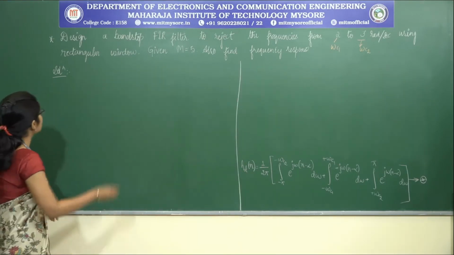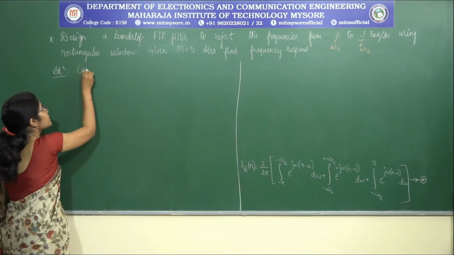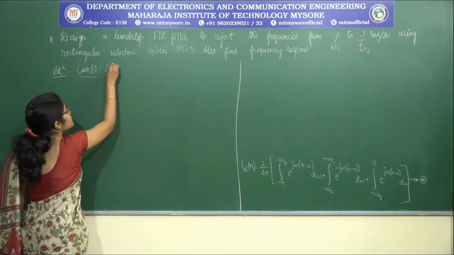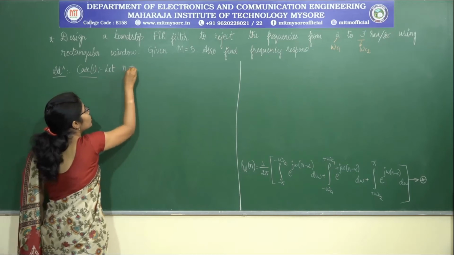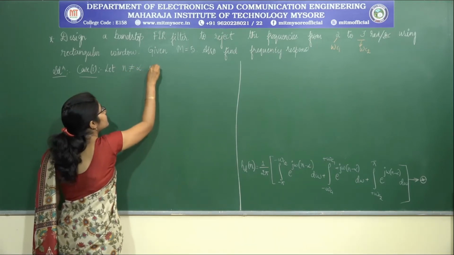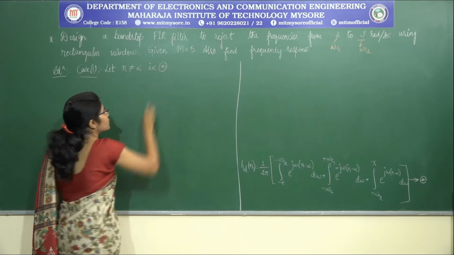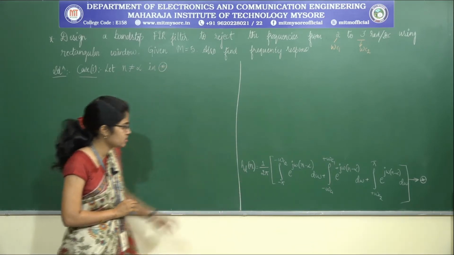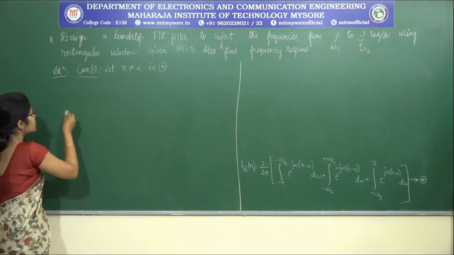If we start with case 1, let n be not equal to alpha in equation star. Okay. If it is not equal to alpha, the equation remains as it is. So, let me rewrite the equation.